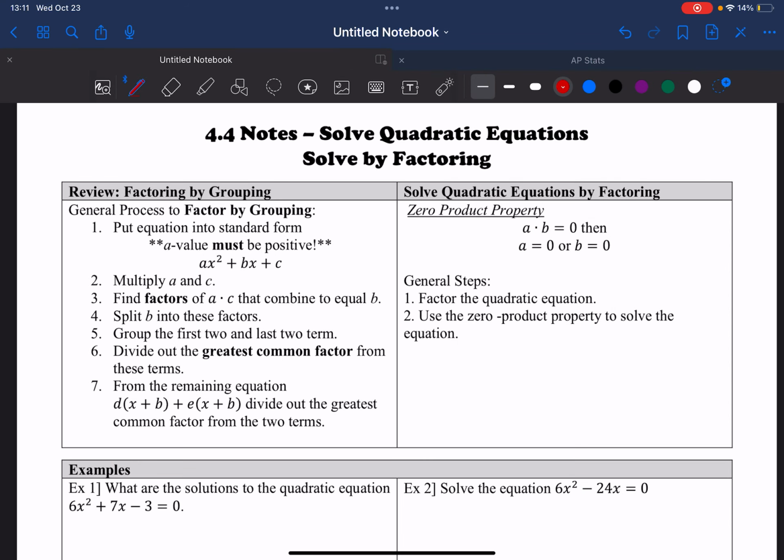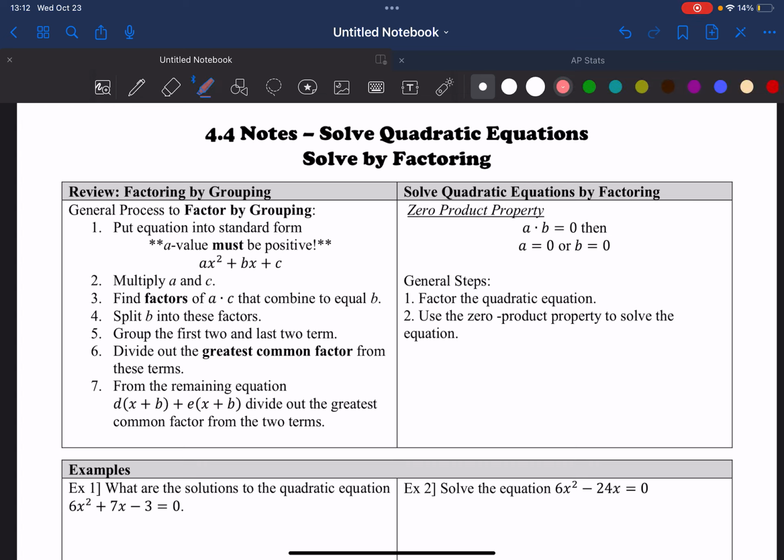Hi guys, this is notes for Unit 4, solving quadratic equations solved by factoring. So the method that we are going to go through today is factor by grouping. Here are the steps on how the process goes.